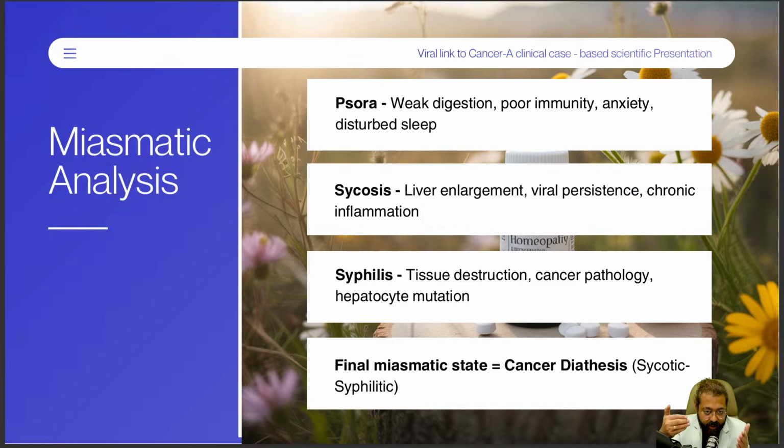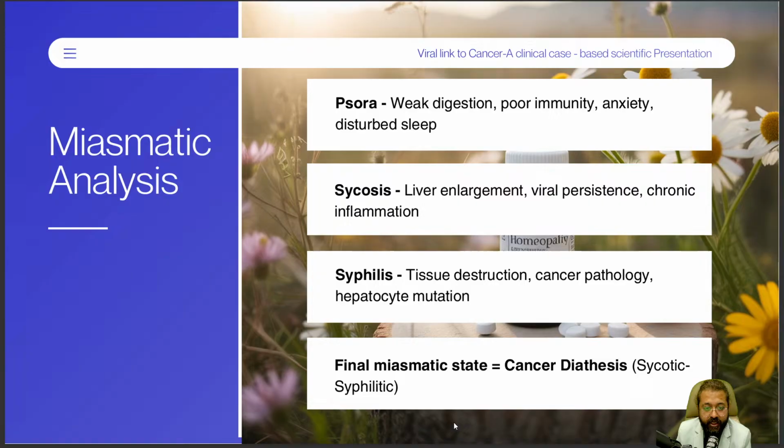If the patient is entering, we can see these psoric phase symptoms. But as we went deeper into the case, we got to know how it was going towards the psycho-syphilitic phase. On the report and physical examination, there was liver enlargement and viral persistent chronic inflammation. In the syphilitic phase, there is tissue destruction, cancer pathology, and hepatocyte mutation. So the final conclusion comes up: cancer diathesis, psycho-syphilitic case. So what does the dynamic interpretation say?